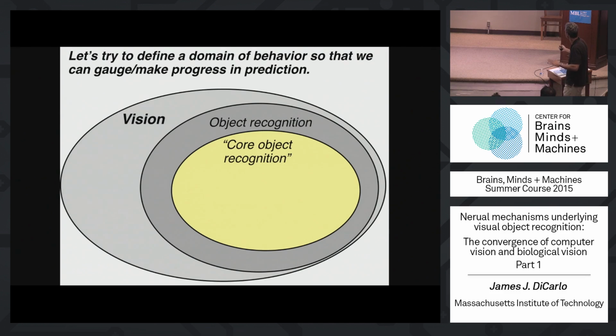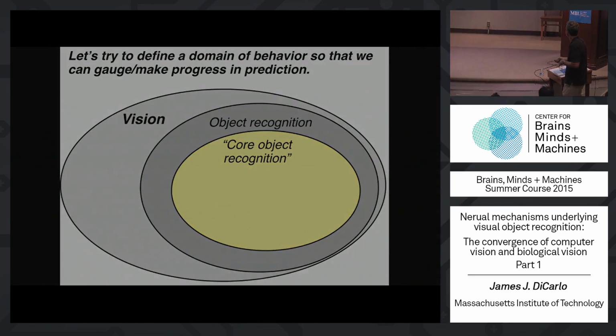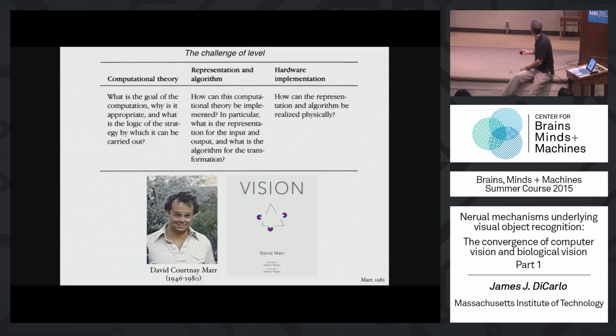So think of vision, object recognition, within that core recognition. This is David Marr. And David and actually Tommy Poggio, a long time, and Tommy wrote the introduction to David's book. If you guys haven't read this book, Vision, does anybody know this book? It's really a classic book in our field. It's the first couple chapters that are the part you should really read. I mean, that's the best part of the book.